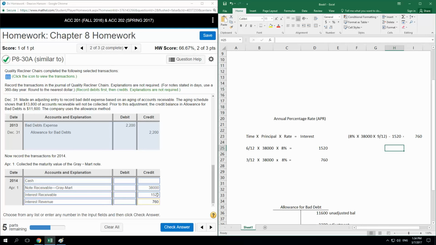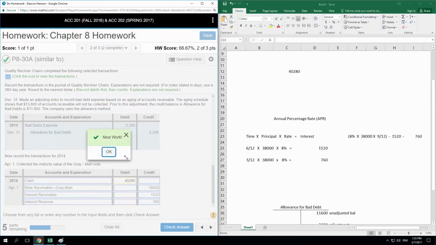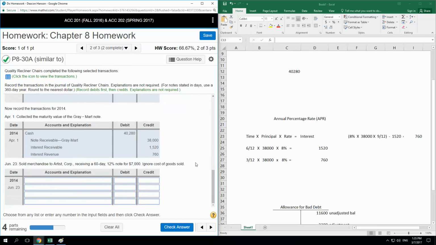So let's see. If we're collecting all of that, then we need to add all of that up, right? So real quickly, I'll take 38,000 plus 1520 plus 760. So we're going to be collecting a full 40,280. Okay? You guys okay with that? Yeah.